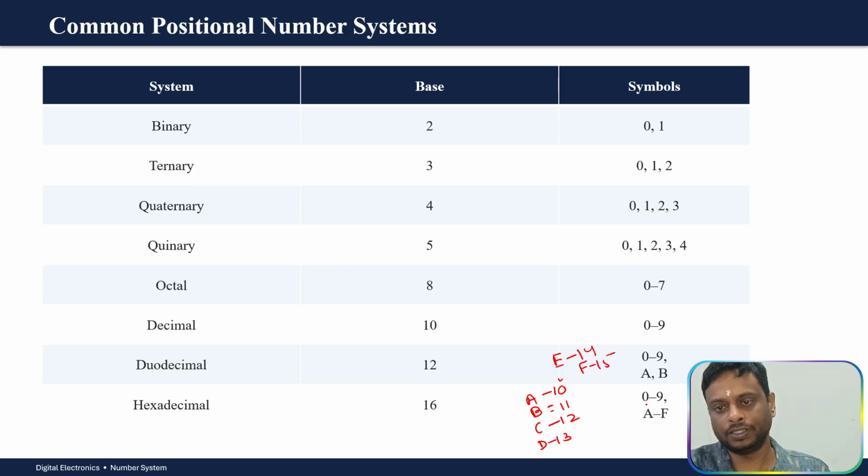So these are all the positional number systems. Most probably we will be dealing with the binary number system, so this is very, very important. Then we have the octal and decimal number systems. Now these are some commonly used non-positional number systems.